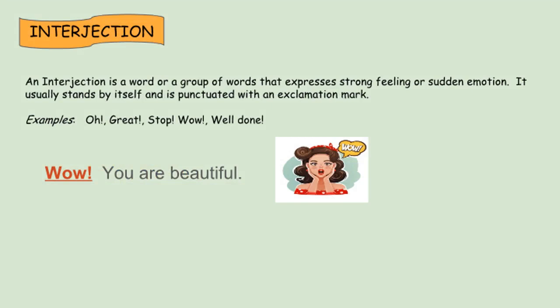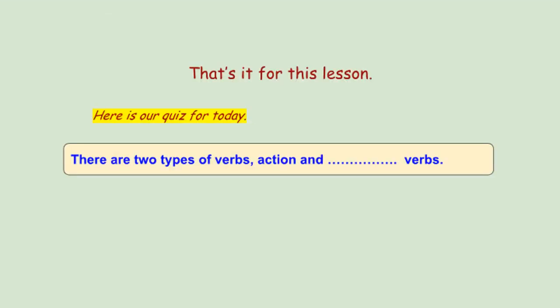Our last part of speech is the interjection. An interjection is a word or a group of words that expresses strong feeling or sudden emotion. It usually stands by itself and is punctuated with an exclamation mark. Examples are: oh, great, stop, wow, well done, wow, you are beautiful. That's it for this lesson.